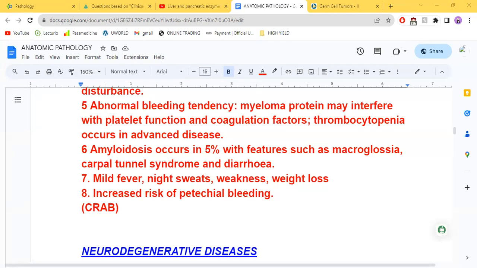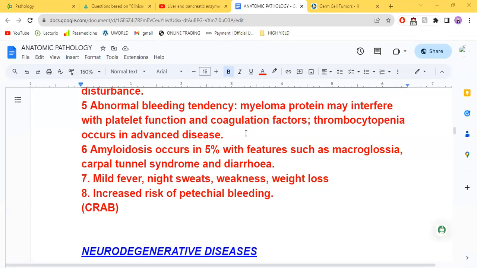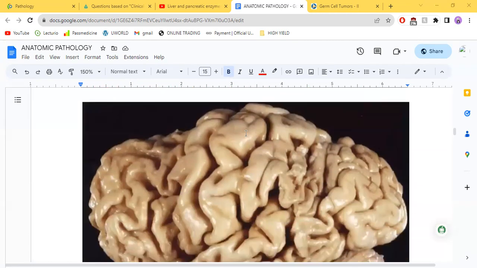Maybe someone can confirm that as well. Hypercalcemia, yes. Anemia, yes. Bone pain, yes. Fatigue, pallor, dizziness, yeah. Easy breathing, of course. And kidney issues, yes. So maybe we use the mnemonic CRAB: hypercalcemia, renal insufficiency, anemia, and bone lytic lesions. Any questions? Let's move to the next pathology.